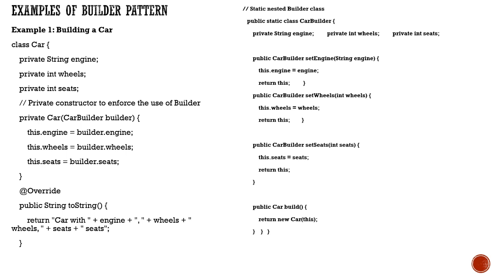As we already discussed the steps, if you see, building a car, we have written a car with certain attributes and a constructor that is private, and then we have used that. We have also written a toString method. Now we have written a car builder for it, a separate class, and we have added the same attributes. Inside this, there is a set engine method, a set wheel, and a set seat.